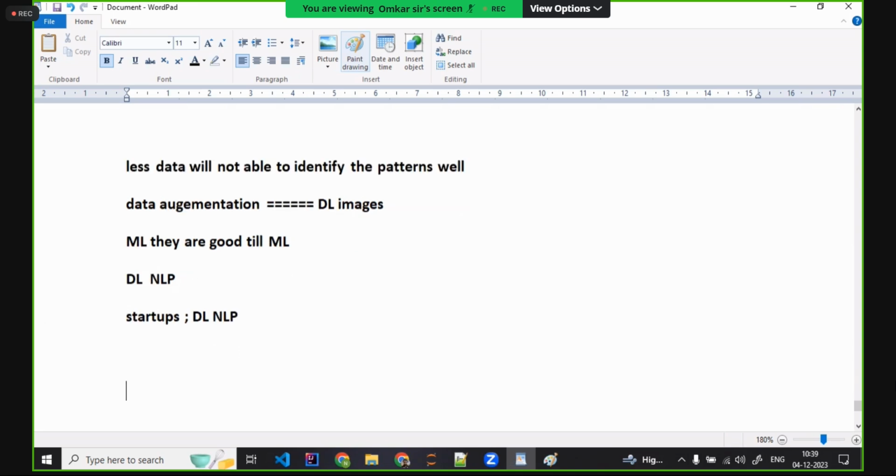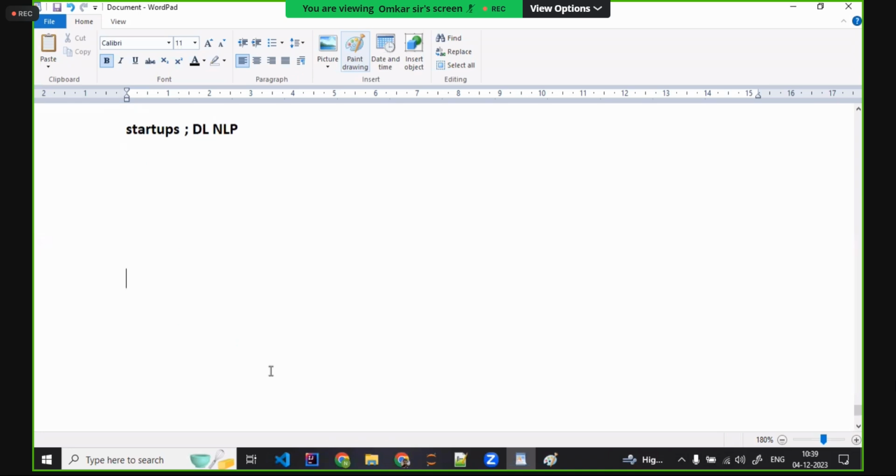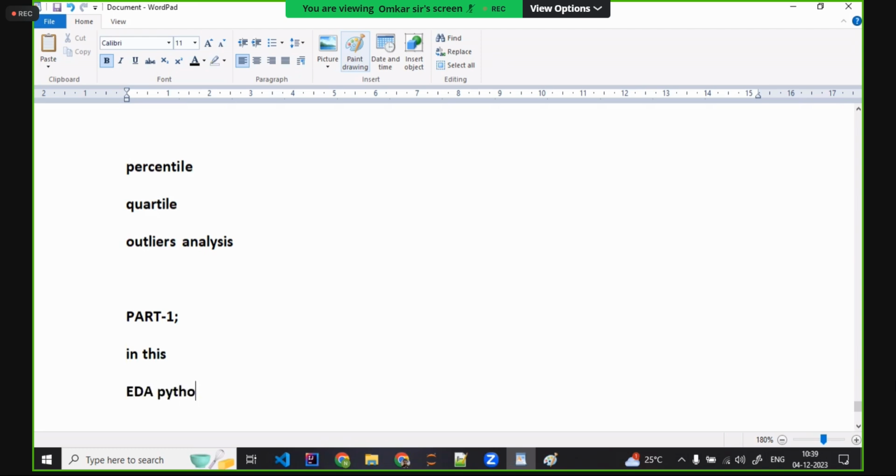So yeah, today we learned a very, very important topic. What we covered: percentiles, quartiles, and outlier analysis. These all come under part 1, statistics. Maybe part 1 statistics will be completed this week. Next, we'll start EDA with Python. Once EDA is completed, then we'll do part 2.